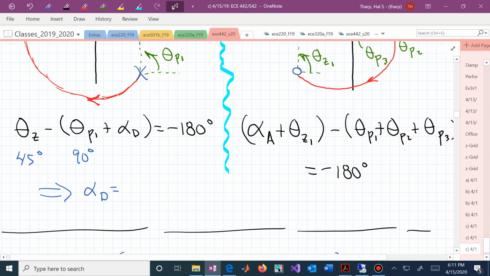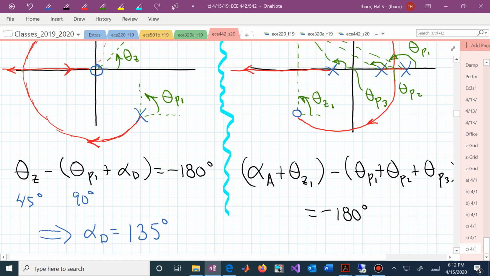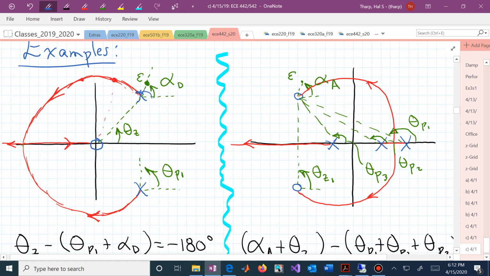So in this case, we have 45 minus 90 degrees. That's minus 45. We can add 45 to both sides and move things back and forth, and we actually see that alpha sub d is 135 degrees. And that's why I can confidently sketch that root locus going off at a 45 degree angle to the vertical, or at 135 degrees from this positive real line. The root locus diagram is symmetric, so that means that I'm leaving this bottom pole at an angle of minus 135.